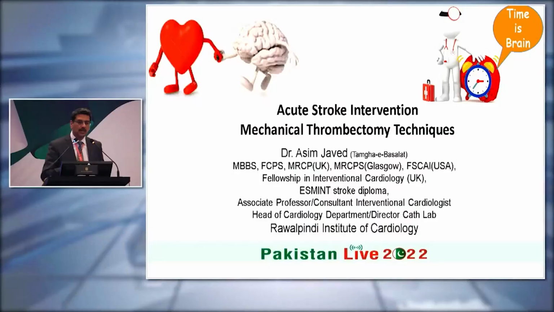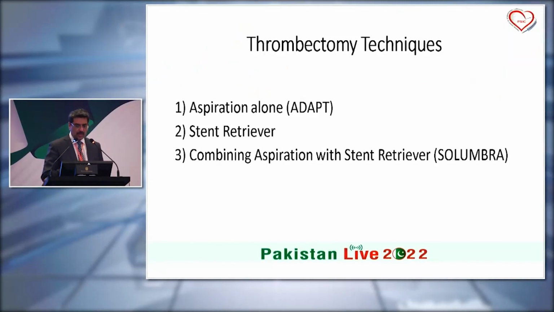So mechanical thrombectomy, we've seen the eligibility criteria, and I have my slides now. There are different techniques available to us, keeping it very simple. One way is you just aspirate the clot. You go in, do the aspiration and bring the clot out. The second technique is stent retriever.